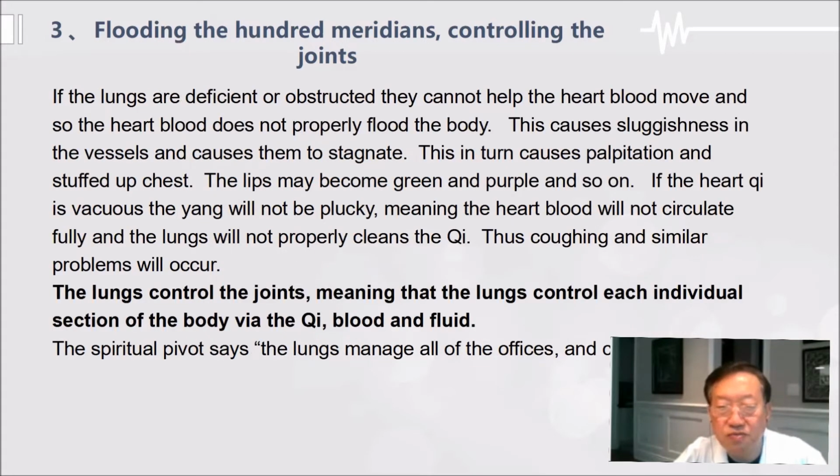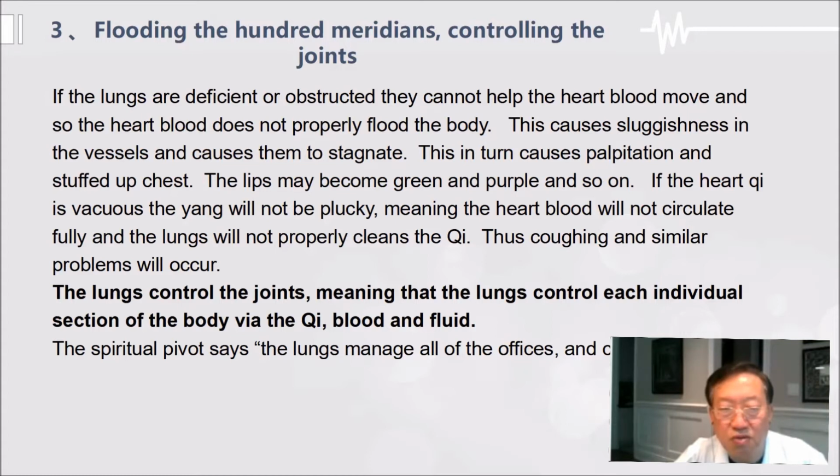If the lungs are deficient or obstructed, they cannot help the heart blood move, and so the heart blood does not properly flood the body. This causes sluggishness in the vessels and causes them to stagnate. This in turn causes palpitation and stuffed up chest. The lips may become green and purple, and so on.